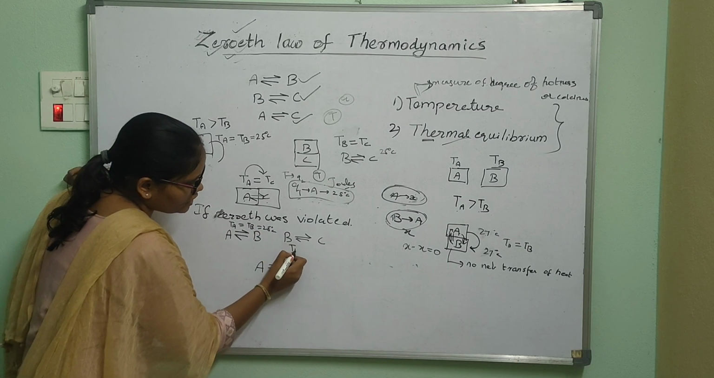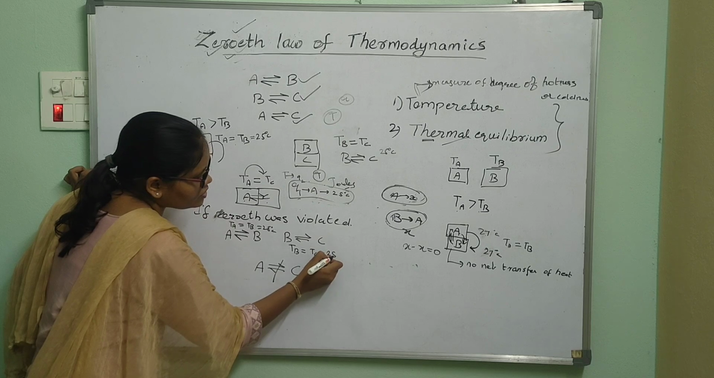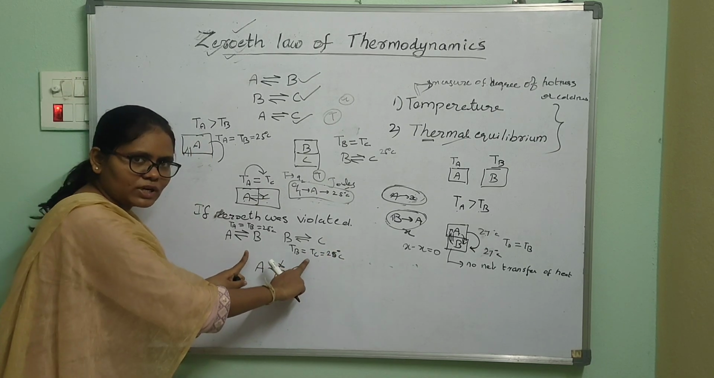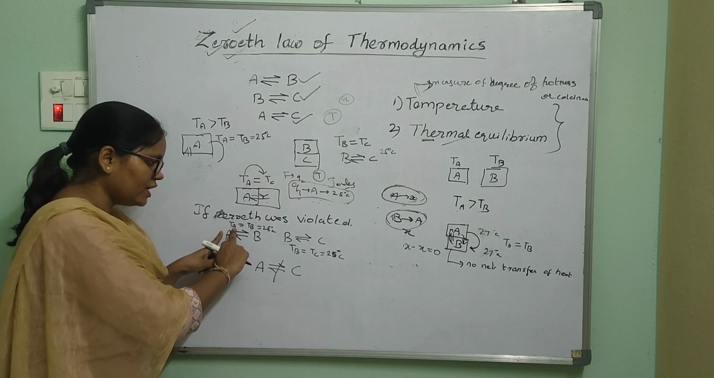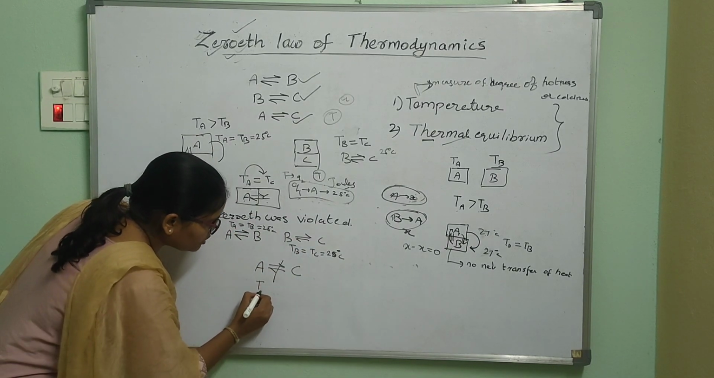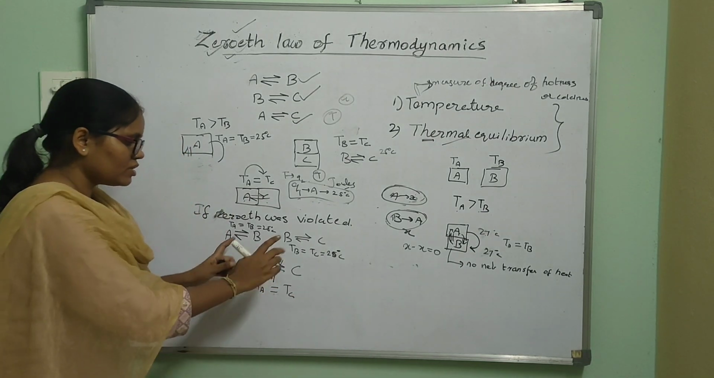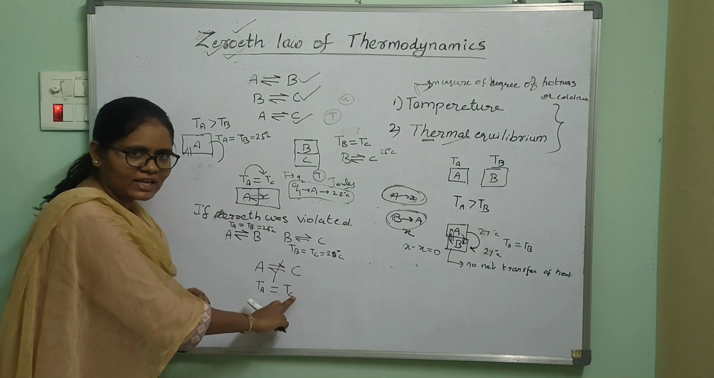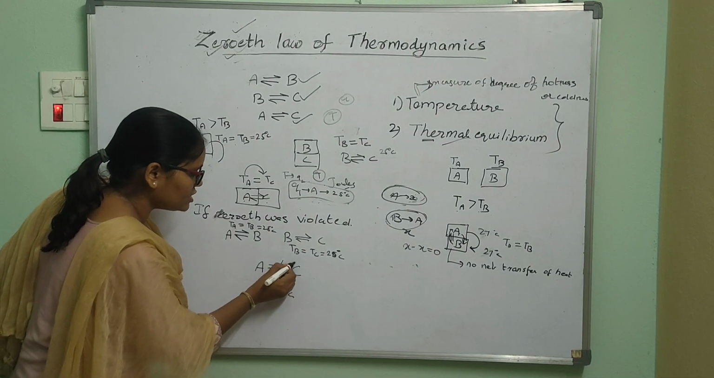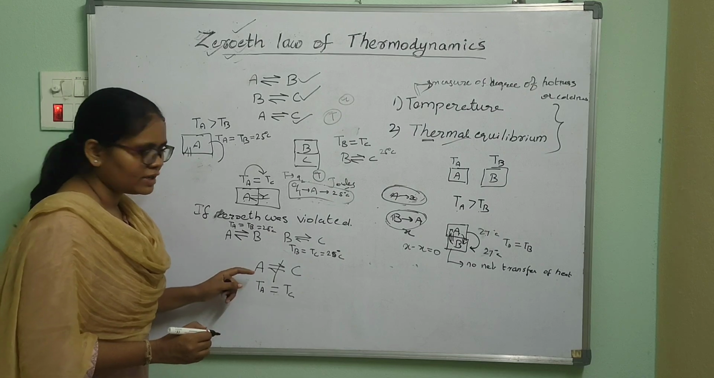And here we know that temperature of B is equal to temperature of C, which is also equal to 25 degrees centigrade. So from these two conditions, we know that temperature of A will be equal to temperature of C. But there is no thermal equilibrium between A and C. What does that mean? That means there is transfer of heat energy either from A to C or C to A, right?